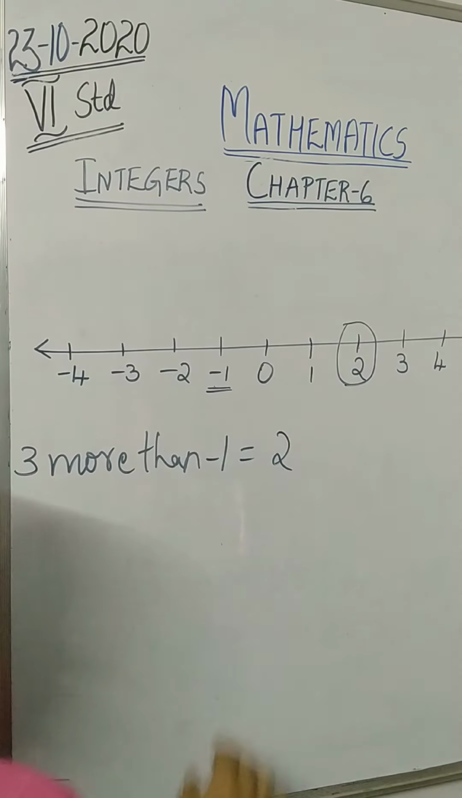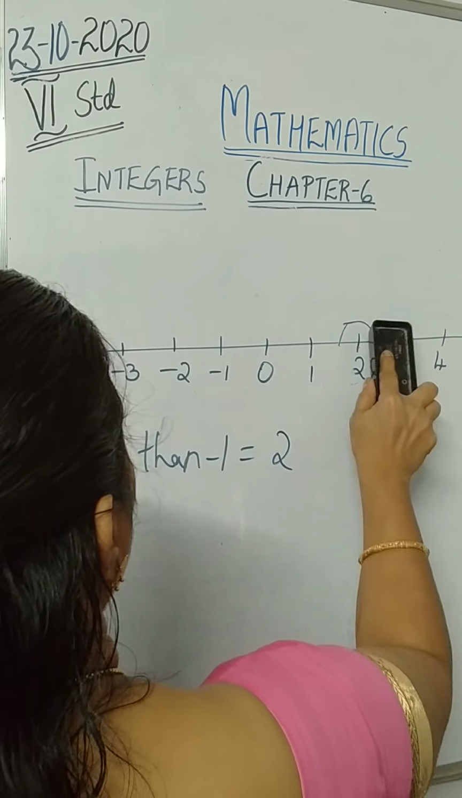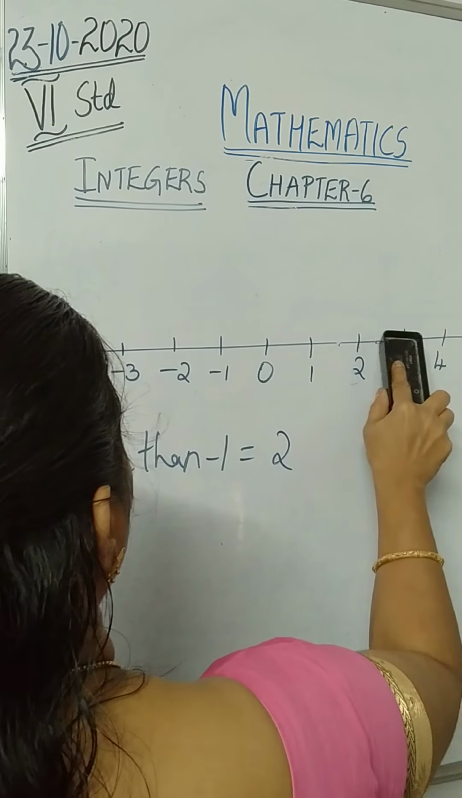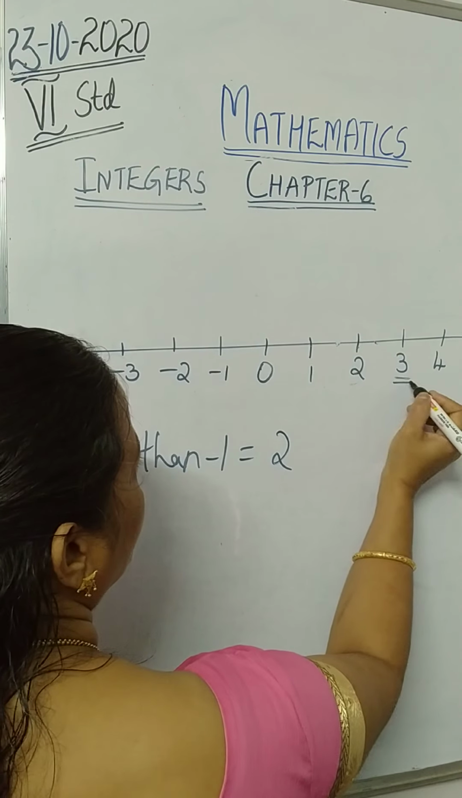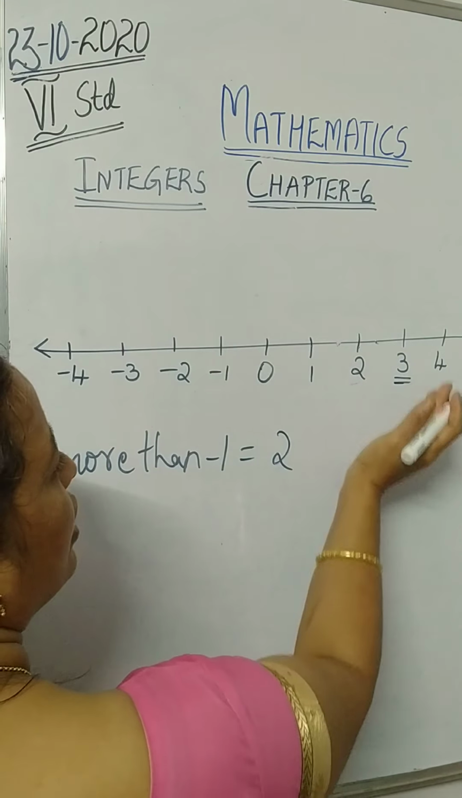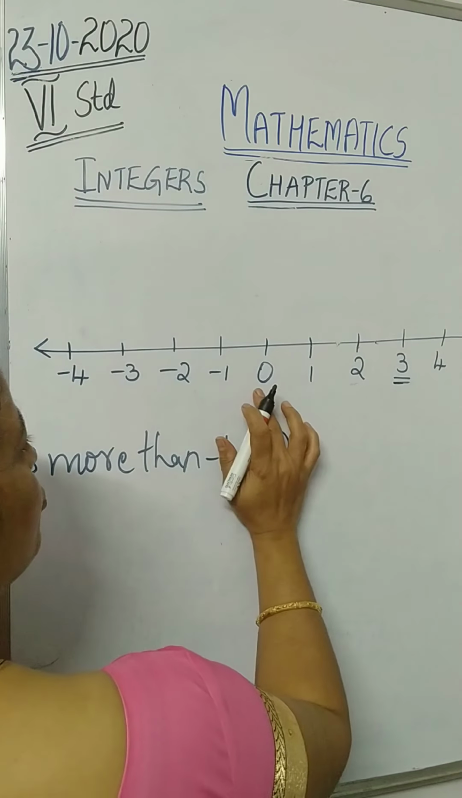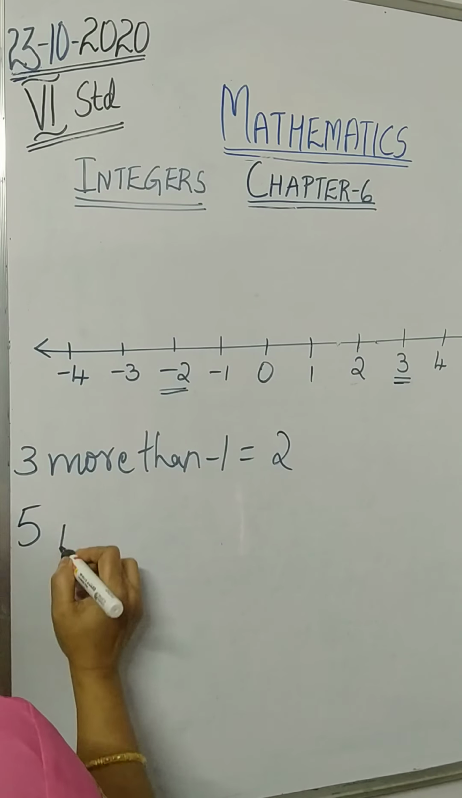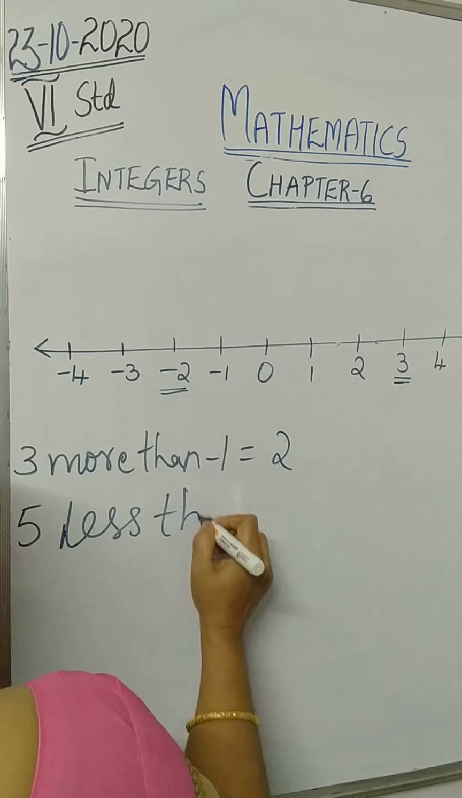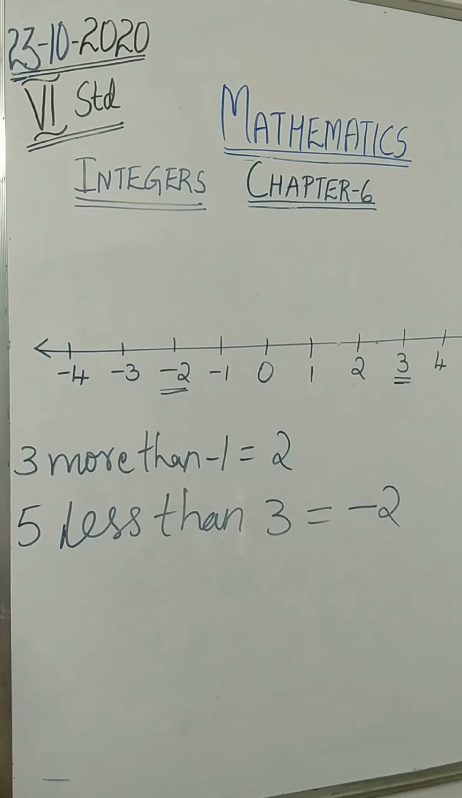Now let us see which is the integer which is 5 less than 3. Here is 3, that is plus 3. 5 less than that. So we will have to move on to the left side. So let us see 1, 2, 3, 4 and 5. Which is the number here? Minus 2. So 5 less than 3 is minus 2. Hope you are getting it, children.